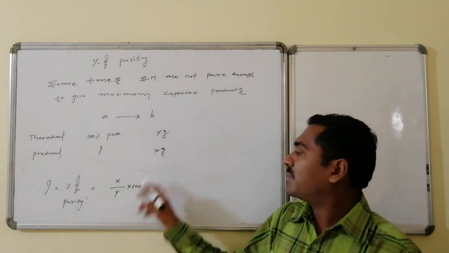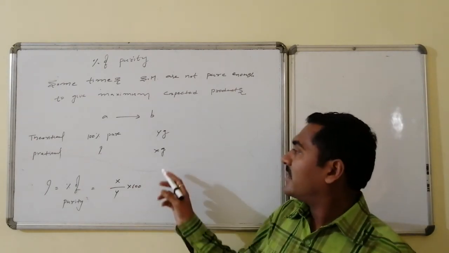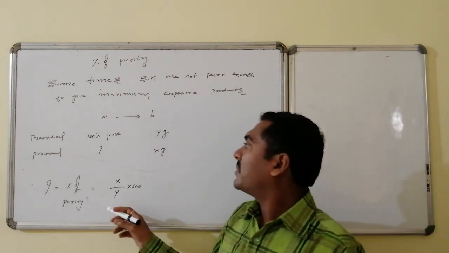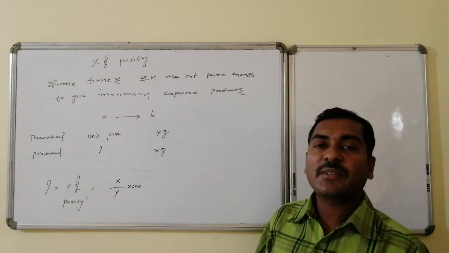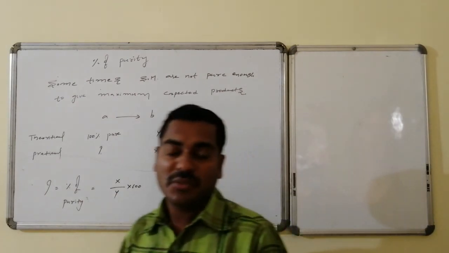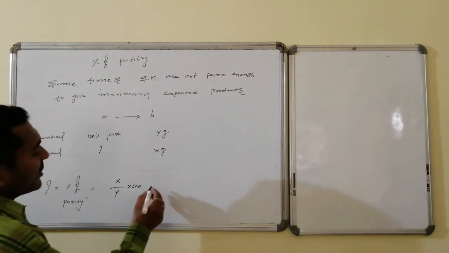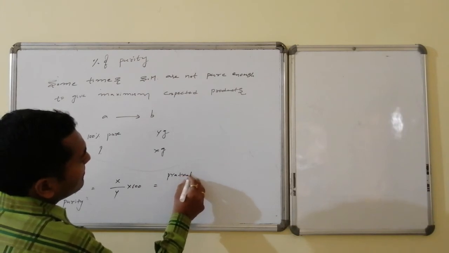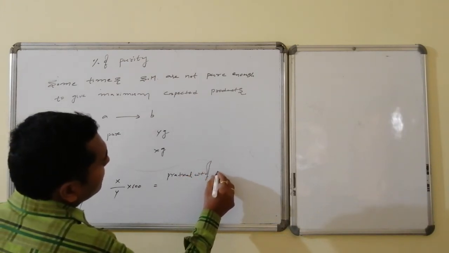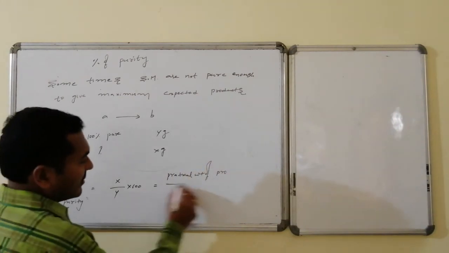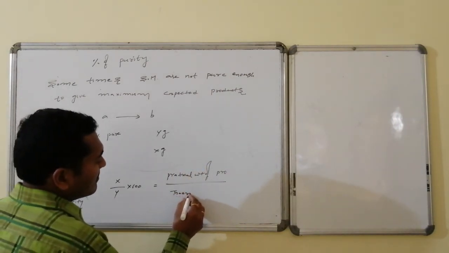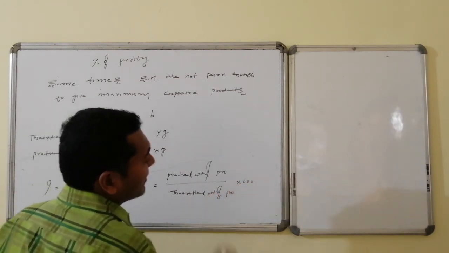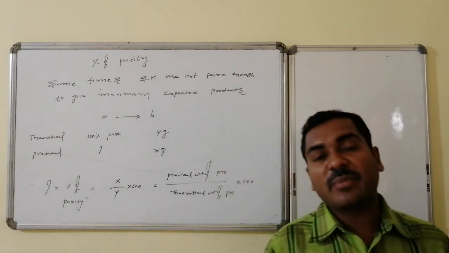That will be given by X by Y into 100. That is, the practical weight of product obtained divided by the theoretical weight of product obtainable into 100 is said to be the percentage of purity of the compound. So the percentage of purity is given by practical weight of product divided by theoretical weight of product into 100, which is said to be the percentage of purity present in the substance.